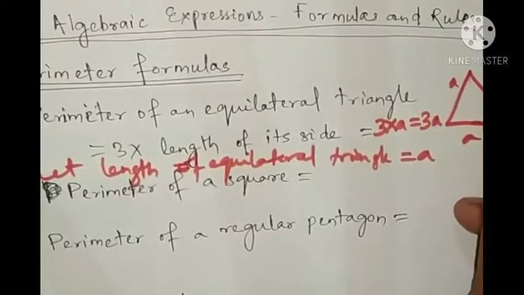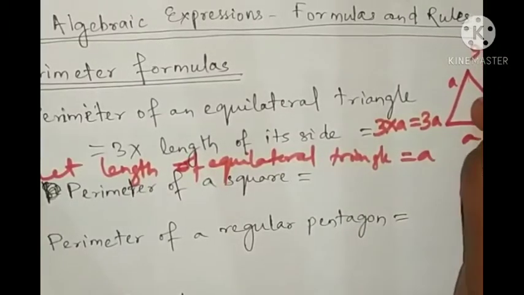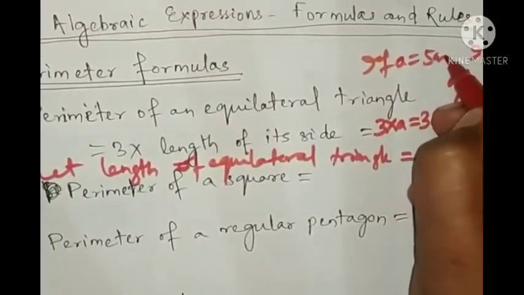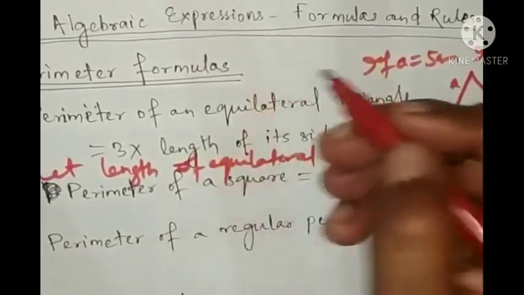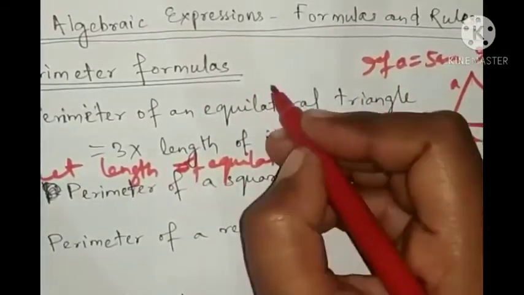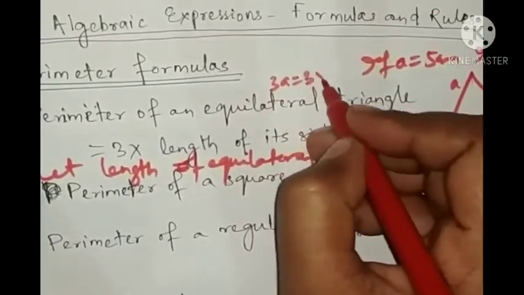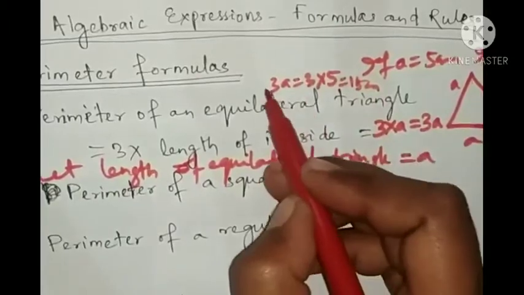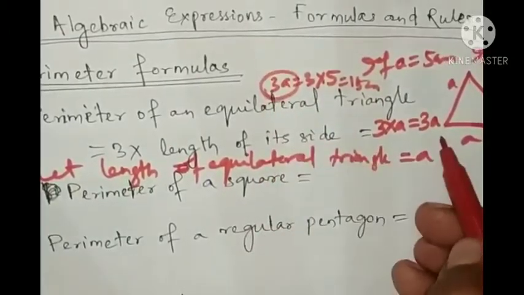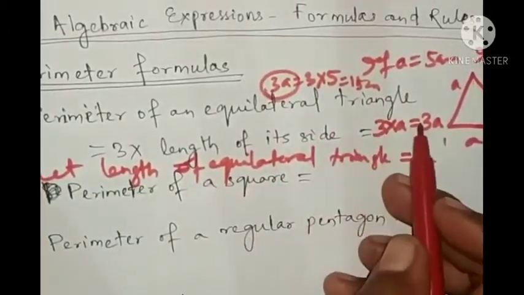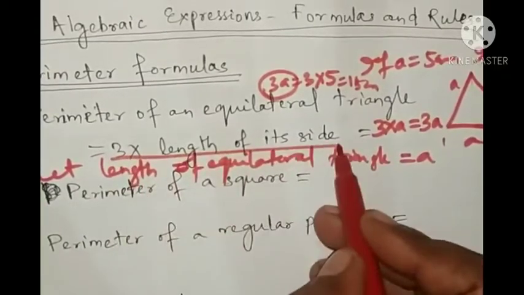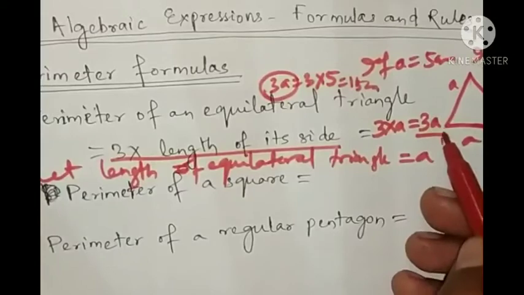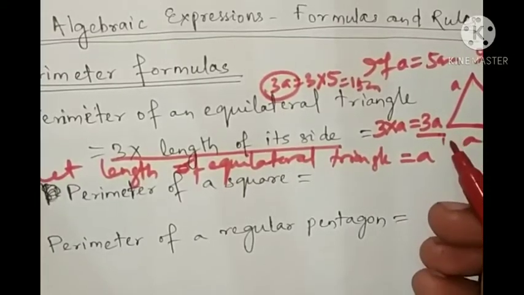If a is given, if a equals 5 cm, then the perimeter of the equilateral triangle is how much? 3a equals 3 into 5 equals 15 cm. By putting in this formula, the 3a formula, we can easily find the perimeter of an equilateral triangle. No need to write 3 into the length of the side; you can simply write 3a. a means the length of its sides.